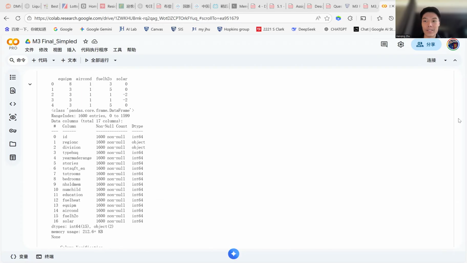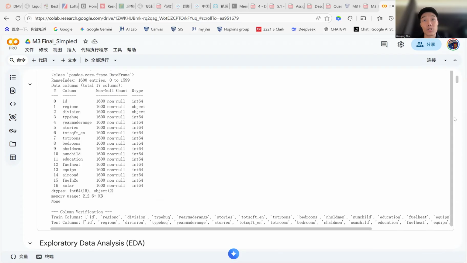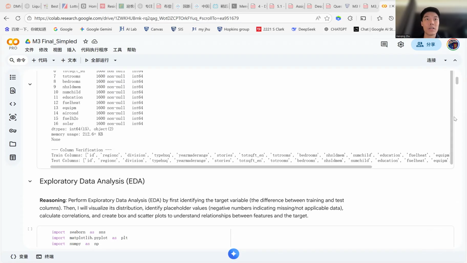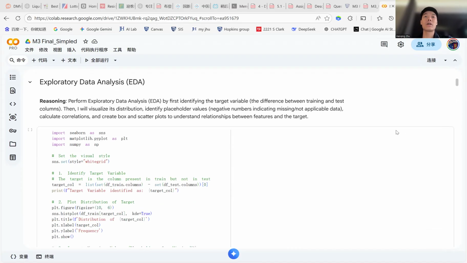And the next part is exploratory data analysis and pre-processing. I started by dividing the data. The first thing I noticed when inspecting it was the presence of negative values in columns where they did not make sense, like -2 for heating equipment. By reading the data dictionary, I identified these as placeholders for not applicable or missing data. To handle this, I converted these placeholders into NaN values to ensure our model did not misinterpret them as actual measurements.